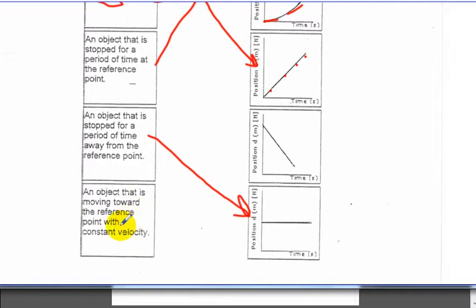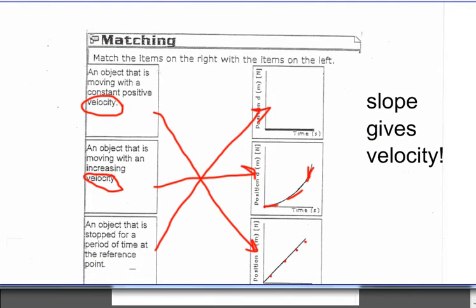An object that is moving toward the reference point with constant positive velocity. So here we're some distance away from our 0 point, but as time passes we're moving in the opposite direction towards our reference point. So that graph corresponds to that. Okay, there you have it. So that's how that matching assignment goes.